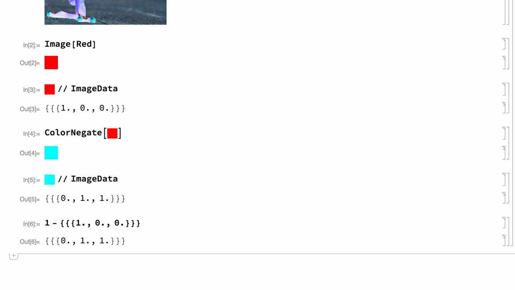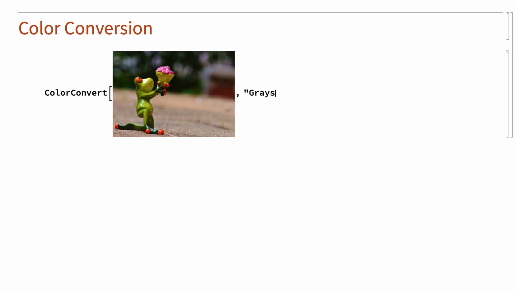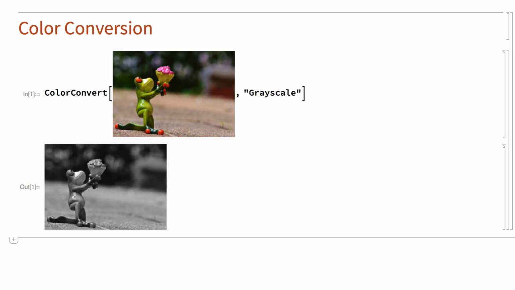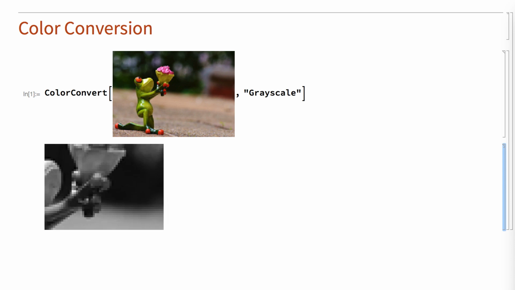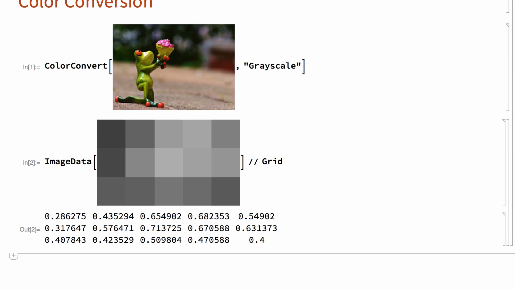There are many common color spaces besides RGB. One color space is the grayscale color space, which is used for black and white images. This input uses the color convert function to convert the color image into a grayscale image. Zooming in as before on a piece of that grayscale image and applying the image data function shows that each pixel value is now a single number rather than a list of 3 numbers. In the grayscale color space, that single number gives the brightness of the pixel on a scale from 0 to 1, with 0 being black and 1 being white, and other numbers used for other shades of gray.